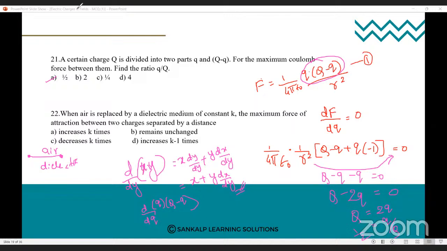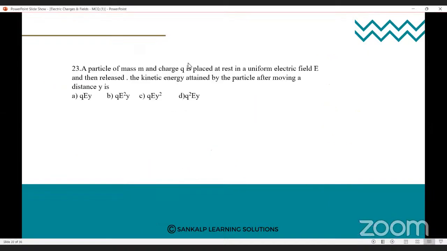Yes, option C is the correct answer. That is, it decreases by K. Okay. So going for the next question, students. See the question. A particle of mass m, charge q is placed at rest in a uniform electric field E and then released. The kinetic energy attained by the particle after moving a distance y is. Yes. See what they are asking and what they have given here.